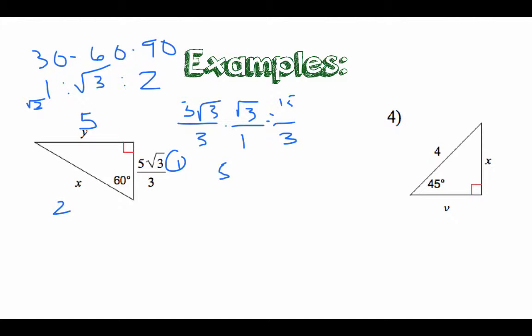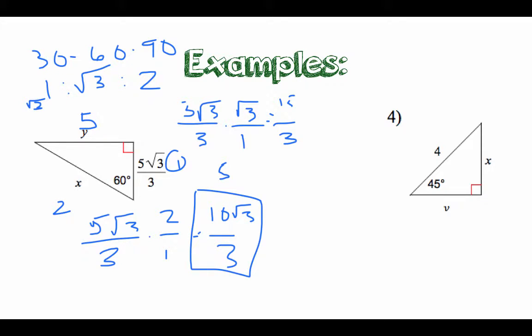All right, and now all I have to do is double this, so I get 5 square root of 3 over 3 times 2, and I like to do the over 1 so I can see it. All right, 10 square root of 3 over 3. So that is your hypotenuse right here. And it's as simple as it is. It's just applying those ratios that we've looked at.